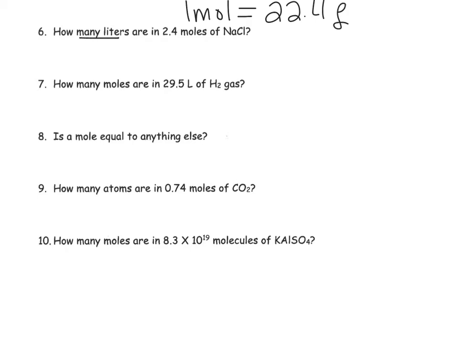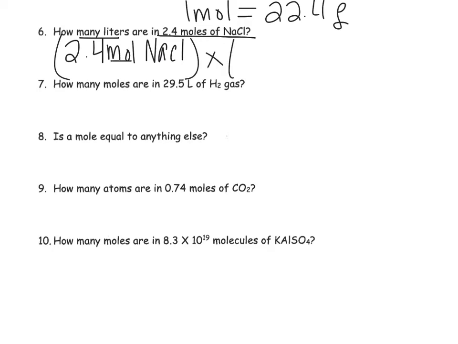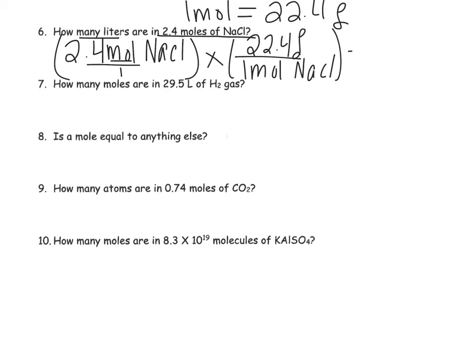Okie doke. So if 1 mole is equal to 22.4 liters, then how many liters are in 2.4 moles of sodium chloride? I always start with what I'm given, 2.4 moles of sodium chloride. And I want to cancel out this unit, so 1 mole goes on the bottom of sodium chloride, and 22.4 goes on the top. Since these are both over 1, I just multiply all the way across the top. 2.4 times 22.4 gives me 53.76 liters of sodium chloride.